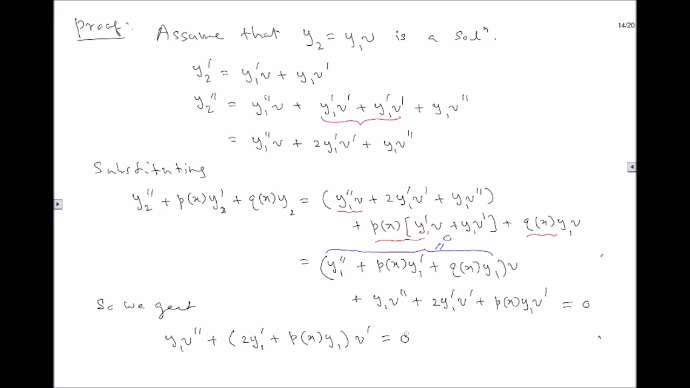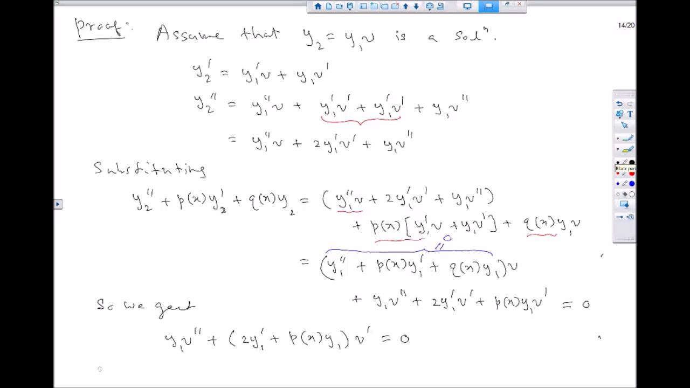Now the goal is how to solve this. This is a second order differential equation, but we can reduce the order by making a substitution. That's what we call reduction of order. By a simple substitution we can make this a first order differential equation. So that's the goal. We let v prime equal w, and then it's going to be a first order differential equation.